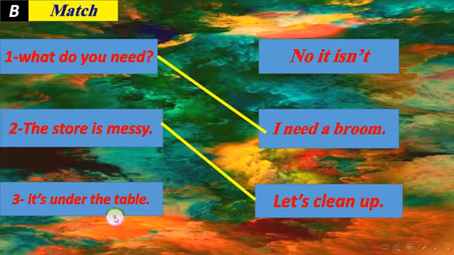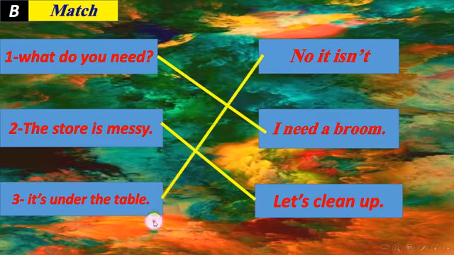Three. It's under the table. When Bubu says it's under the table, about the broom, yes, it's under the table. But Lula says, no, it isn't. Yes, match three. It's under the table with no, it isn't.